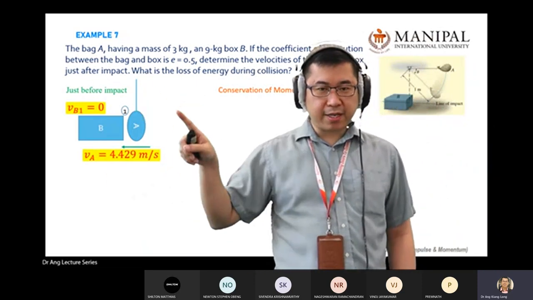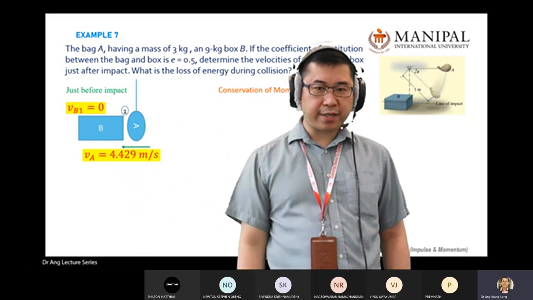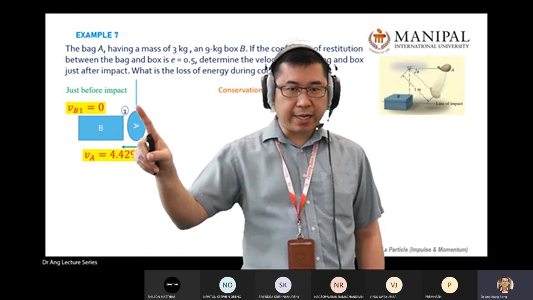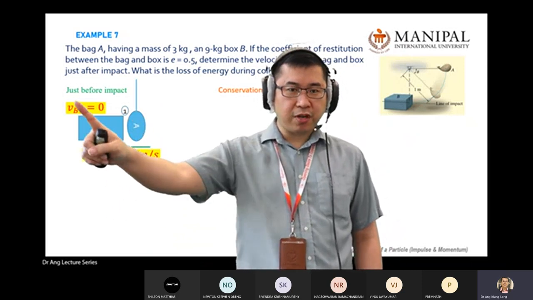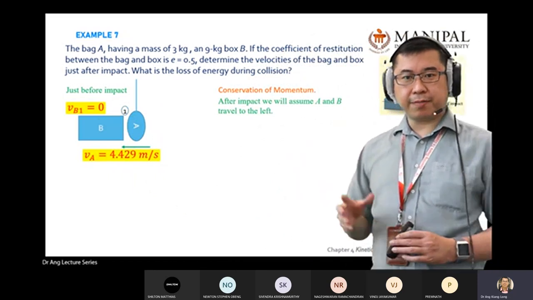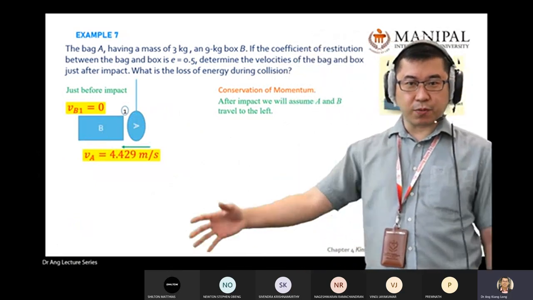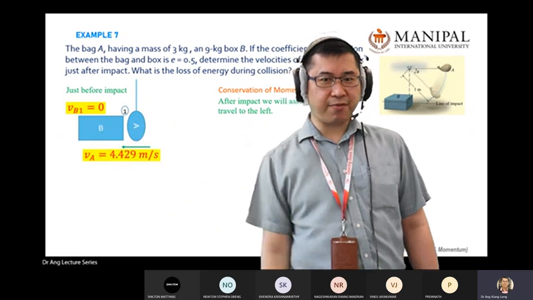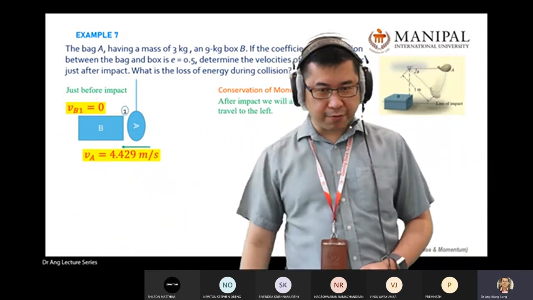Okay, so just before impact, the free body diagram will look something like this. VA is the velocity moving to the left with 4.429 to the left, and then your VB is 0, it doesn't move, and I label this as 1, before the impact. So VA1 is 4.4, VB1 is 0. Then you solve for the conservation of momentum, and in this case we assume after impact both objects move to the left. We assume when A and B hit, they join and move to the left. This is what we assume, meaning if we find a positive velocity, it will be positive to the left.